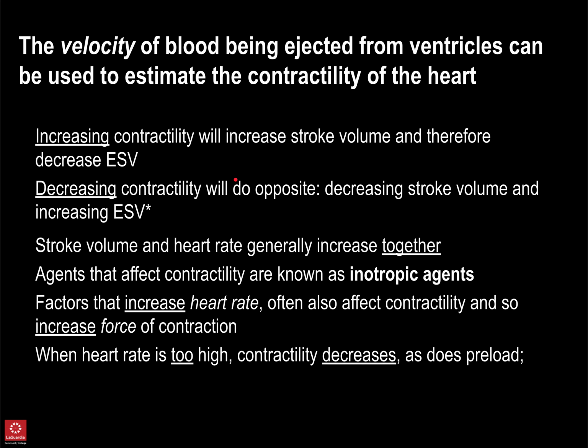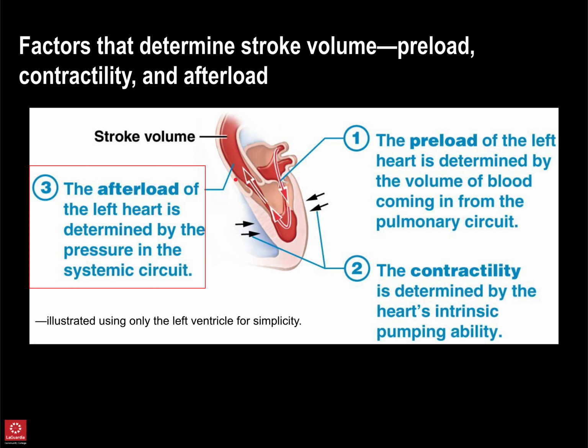Stroke volume and heart rate generally increase together, and we have agents that affect contractility that we call inotropic agents. And these are factors that increase heart rate, such as sympathetic nervous stimulation, and also often they affect contractility, and so they increase the force of contraction. When the heart rate is too high, contractility decreases, as does preload, because the heart is beating so rapidly, it's too rapid to develop significant tension during contraction. A decrease in both stroke volume and cardiac output occurs then.